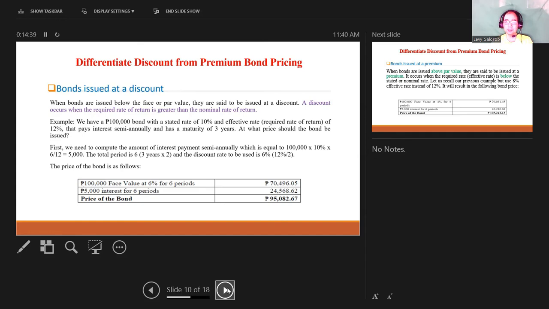The total period is 6 periods. And the discount rate to be used is 6%. Paano nakuha yun? 12% divided by 2. The price of the bond is as follows. 100,000 face value at 6% for 6 periods equals 70,496.05, and the interest of 5,000 for 6 periods, that is 24,568.62. Add mo yan dalawang yan, lalabas ang 95,082.67 at yun yung price of the bond.